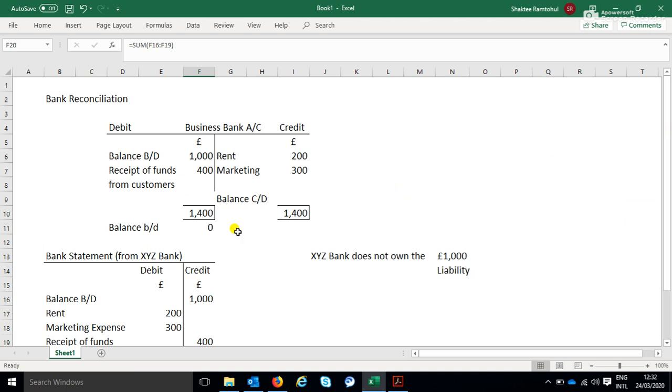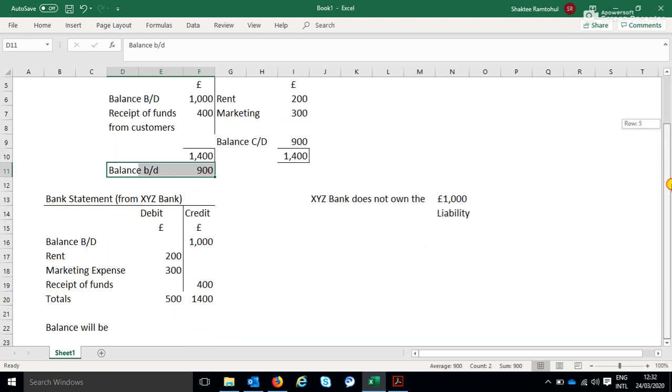What would you normally do at the end of the month? You would balance off the account. So let's balance off our business bank account. In total, the debit side is higher, 1,400. So obviously our balance carried forward would be 1,400 minus whatever we have on the credit side. So we end up with a debit balance of £900. And what that means is this is what we own at the end of the month. Now in the bank statement, I'm sure you will agree this will appear as well. Which side is higher here? The credit side is higher, 1,400 minus 500. So this will be the balance in the bank statement. This will be a credit balance at the end of the month of £900.